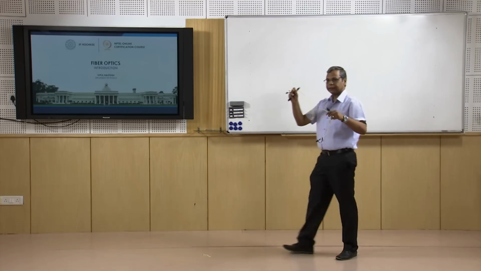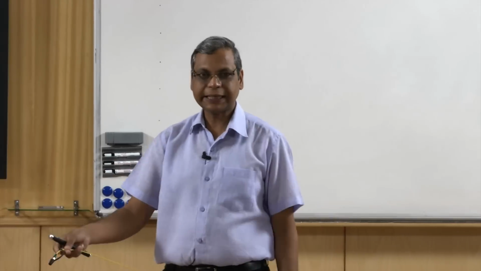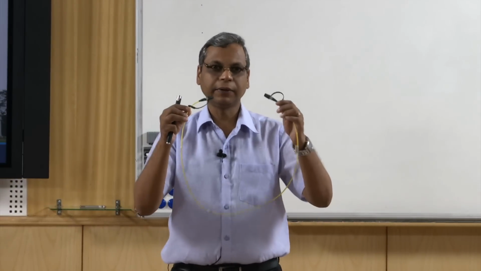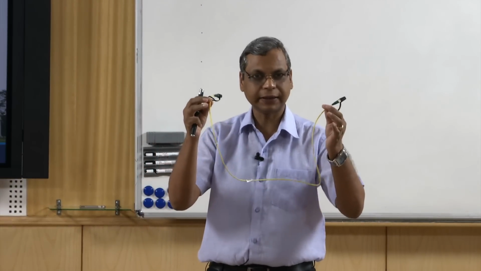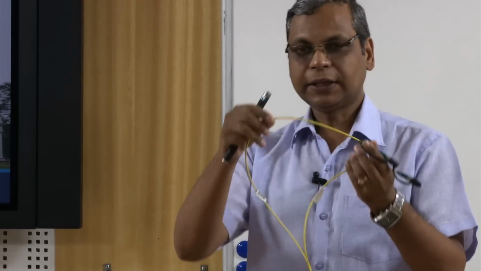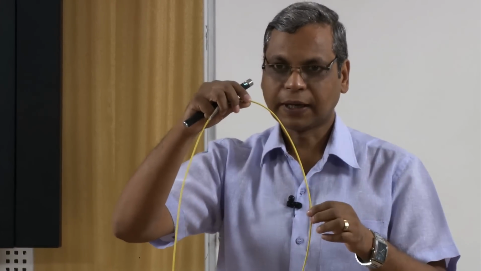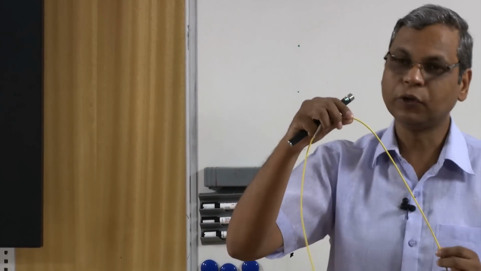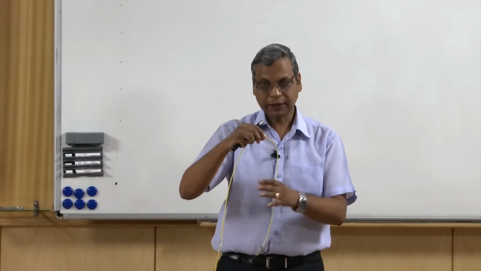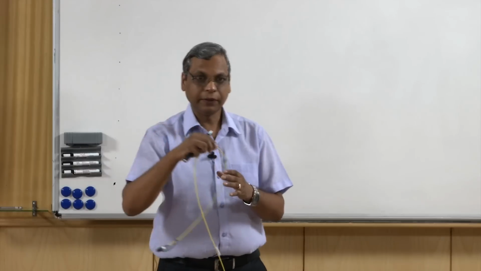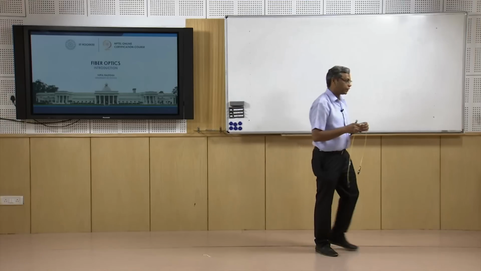We also see something like this. This is a fiber which is jacketed. It is a similar fiber to the one I showed you earlier. It is jacketed. You can notice the color. The color of the jacket is yellow, and it signifies it is a single mode fiber. Well, what is a single mode fiber? We will learn as we go along.